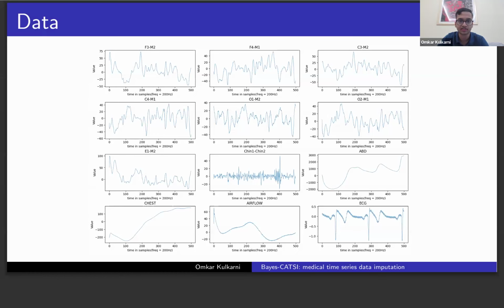These are the plots of the 12 time series that we use for one of the patients. As we see here, the 12 time series are a mixture of stationary and non-stationary. So we use both stationary and non-stationary time series in our analysis.